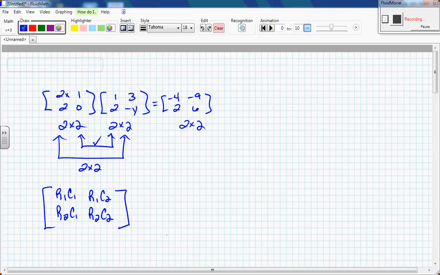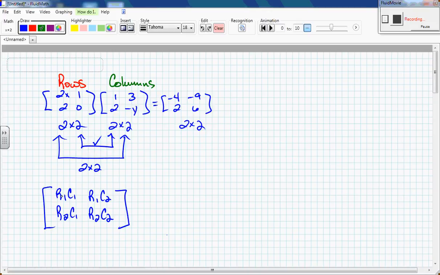Now when it comes to multiplying by hand, remember, we have an element that's made up of rows and columns. Well, the rows always come from the first matrix, and the columns always come from the second. Now remember, multiplication of matrices is not commutative, which means the order does matter. Okay, this times this is not the same as this times this. So it's always rows of the first and columns of the second.